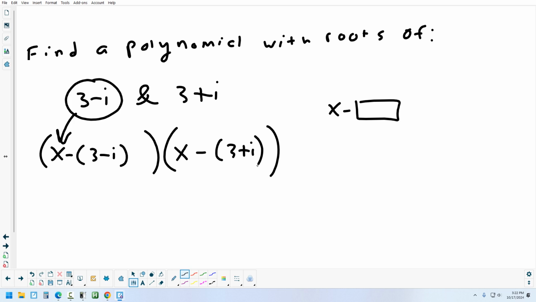What could we do on the inside of each one? Something we could simplify, because we have parentheses.